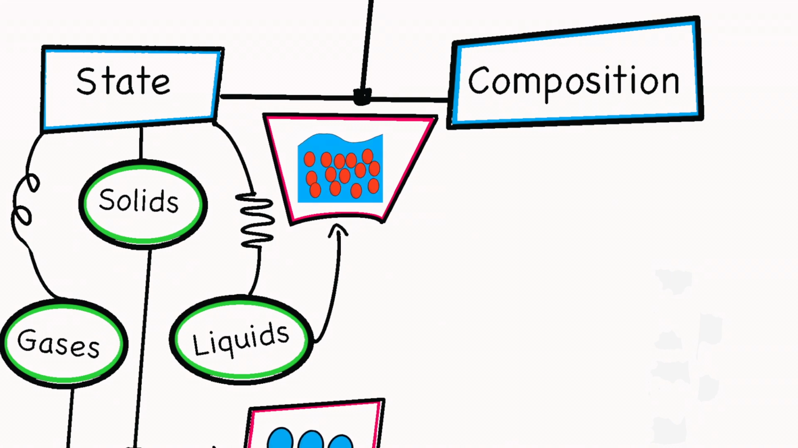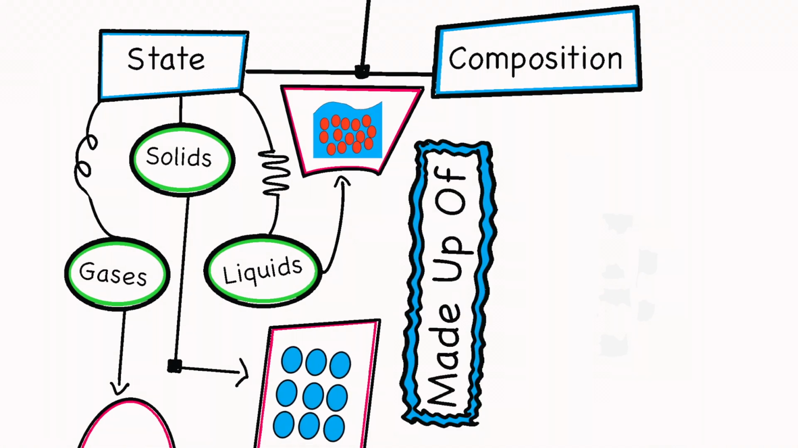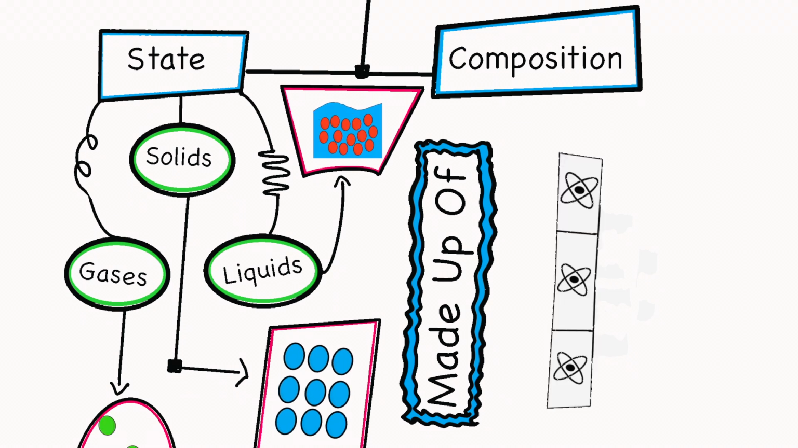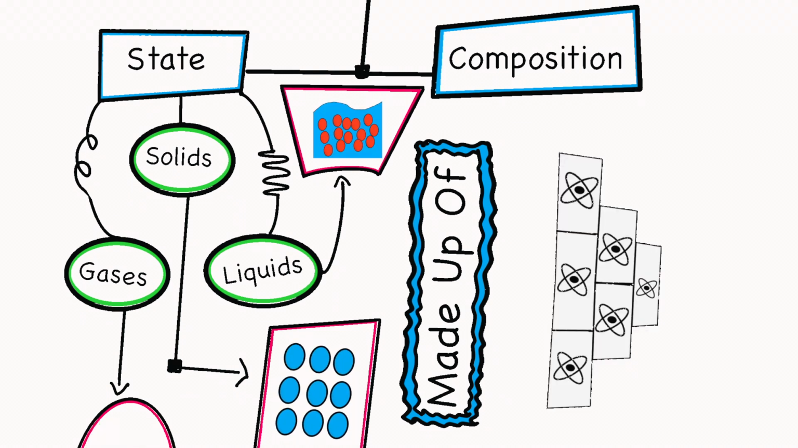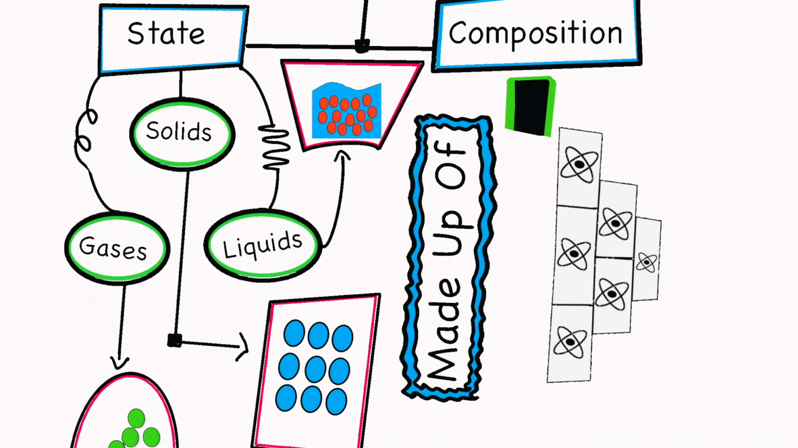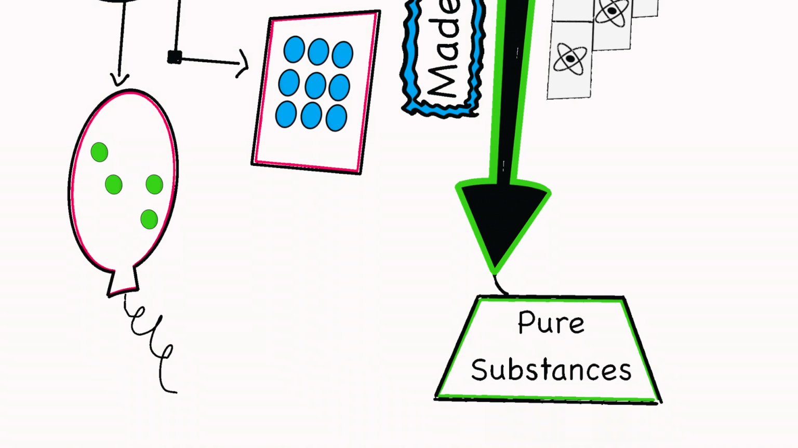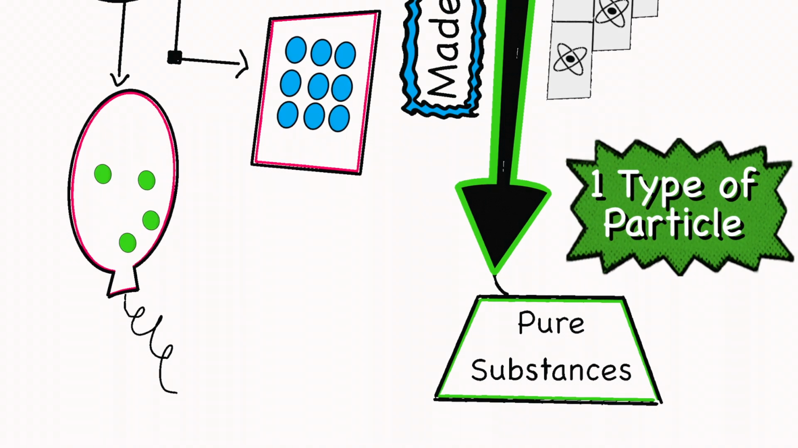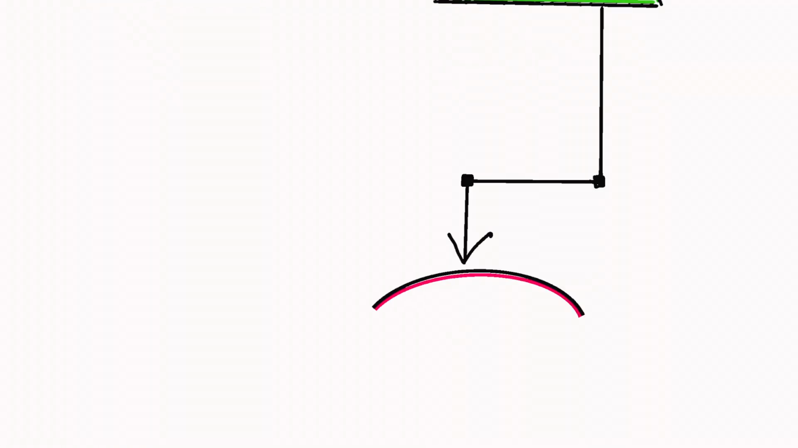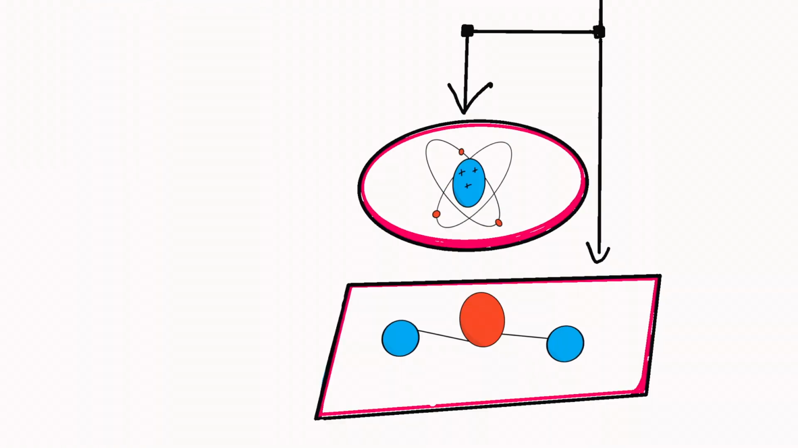Now let's talk about classifying matter due to composition. When we talk about composition, we are talking about what a substance is made up of. These are the building blocks that make the substance appear as it does. The first thing we need to figure out when classifying a substance due to its composition is: is the substance considered a pure substance? A pure substance is a substance that is made up of only one type of particle. It can be broken down into elements and compounds.